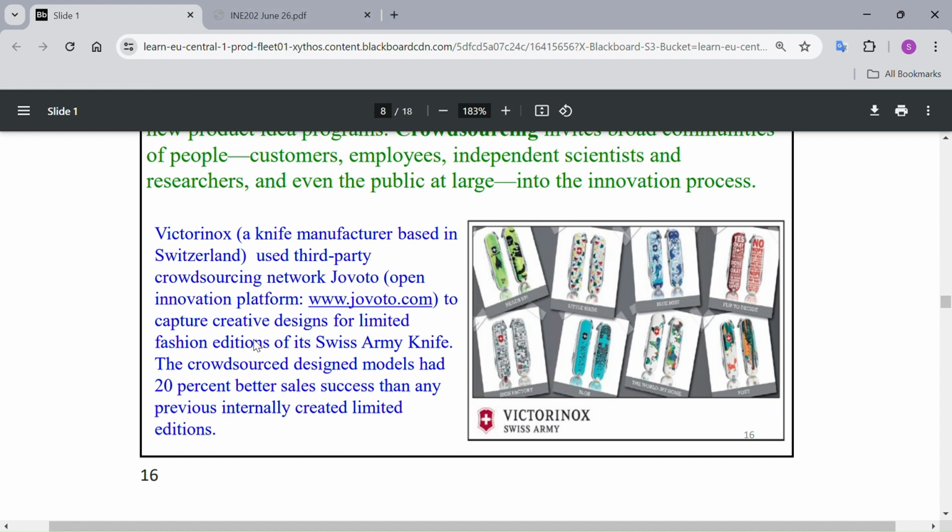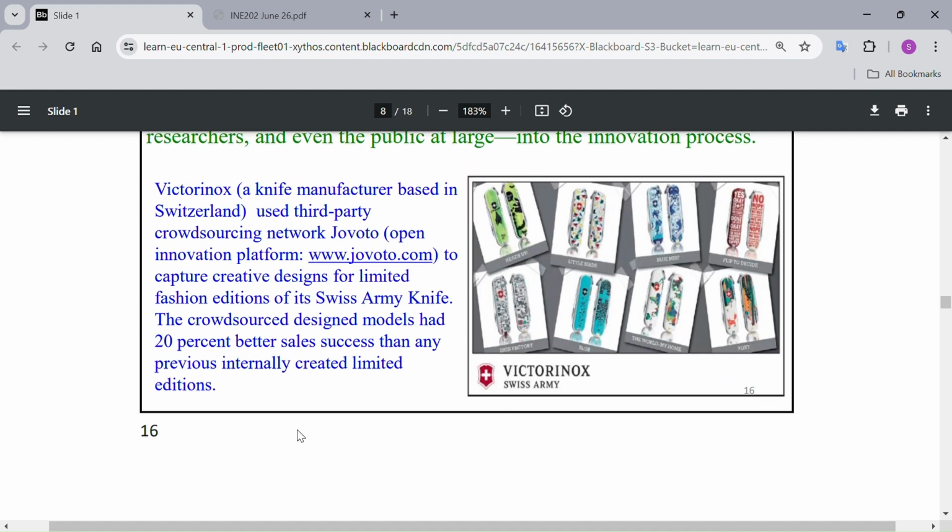It's an open innovation platform. It can capture creative designs for limited fashion editions. So they got ideas from people to make limited fashion designs for their Swiss Army knife. This is one of their knives. And then the crowdsourced design models had 20% better sales success than any previous internally created limited editions.